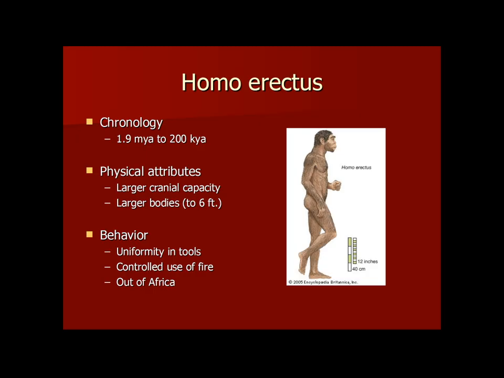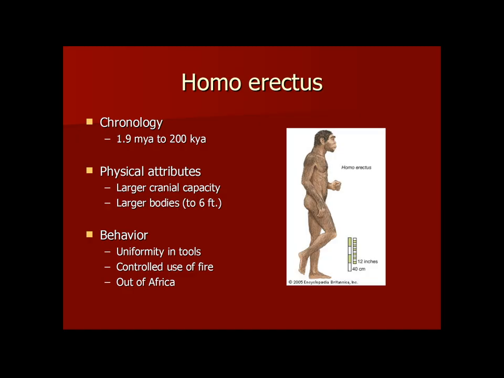All right, so uniformity in tools with that one exception. Everywhere we found them, basically, we found the same toolkit, and so they had an idea. They didn't just have an idea of the kind of tool they wanted to make. They knew exactly what they wanted it to be, and made it the same everywhere they were. Right? So that's evidence of more complex thinking. We also see a controlled use of fire associated with Homo erectus. All of which is pointing toward that last element there, which we'll talk about in a second.